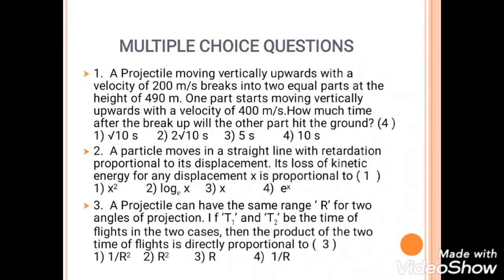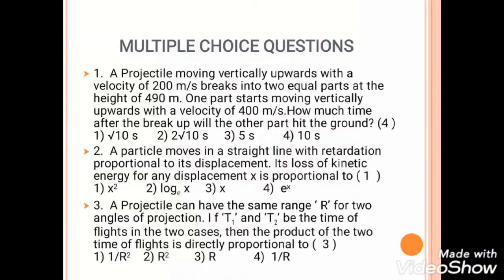Now calculating T1. T1 is equal to 2u sin theta by g. That is the usual formula. And for T2 we have to use 2u sin (90 minus theta) by g. Sin (90 minus theta) is equal to cos theta. Then multiplying, T1 T2 is equal to 4u square sin theta cos theta by g square. Here this can be written as 2u square, 2 sin theta cos theta, by g into g. For 2 sin theta cos theta you can write sin 2 theta. Therefore this can be written as 2u square sin 2 theta by g into g.